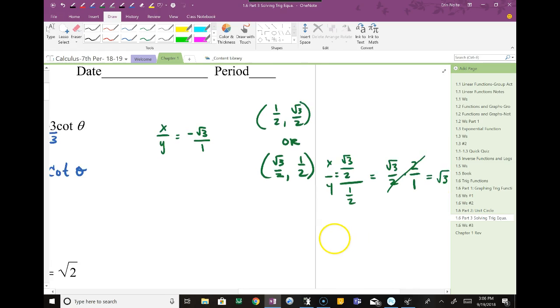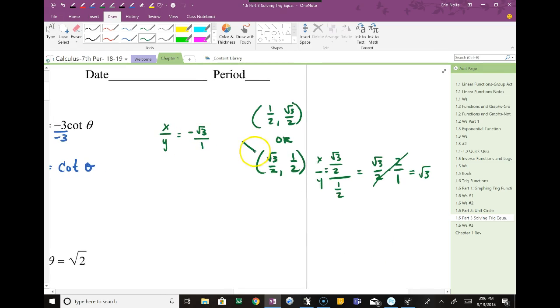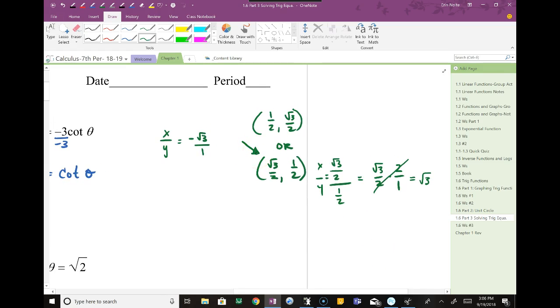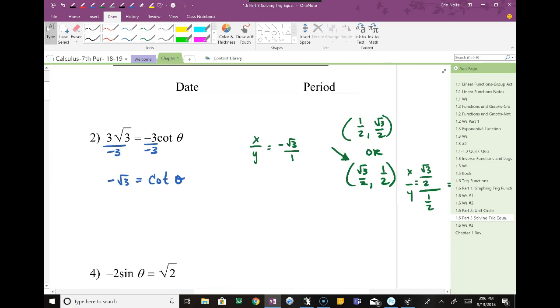Yes, John was right. Okay, so we are looking for this situation where the x value is square root of 3 over 2 and the y is 1/2. But in our equation, we're working with a negative. So that means that one of them has to be negative. Okay, so there should be two places on your unit circle where the x is a positive square root of 3 over 2 and the y is a negative 1/2. And the opposite version of that would be a negative square root of 3 over 2 and the y is the positive 1/2.